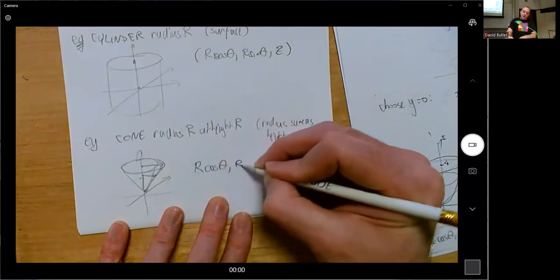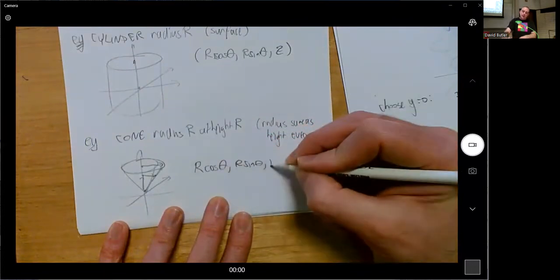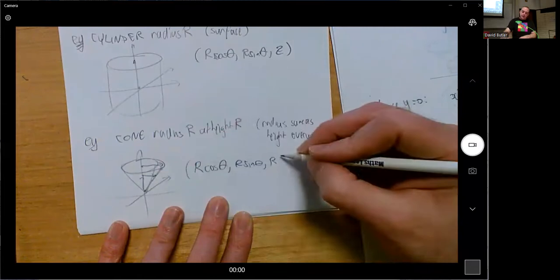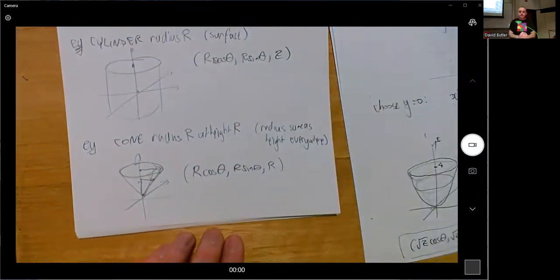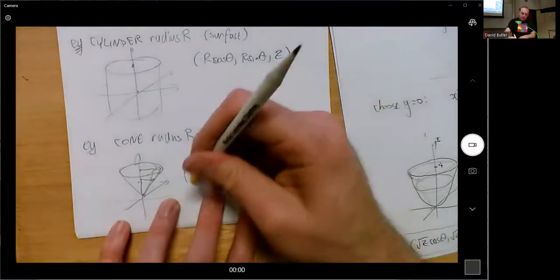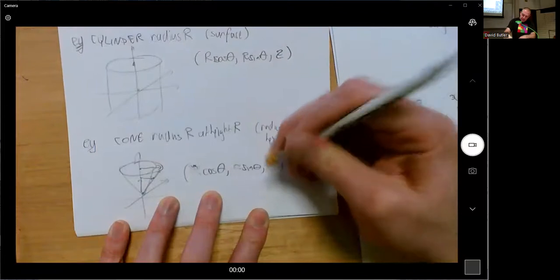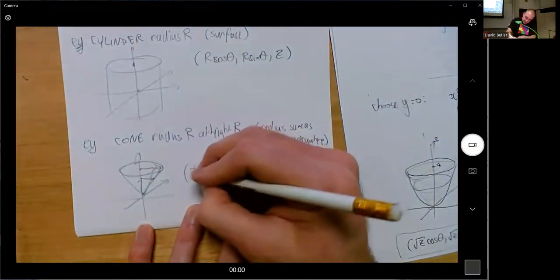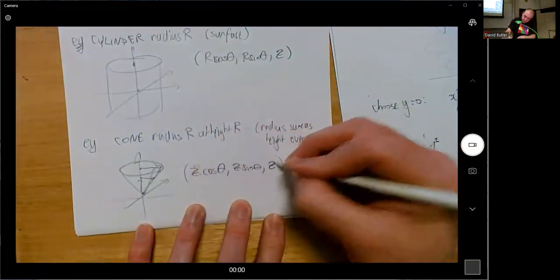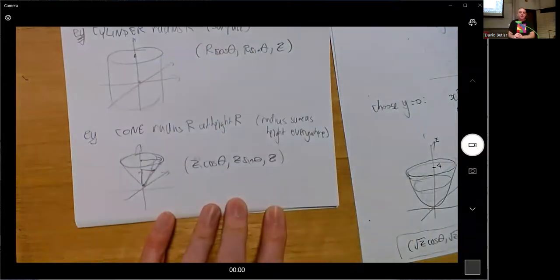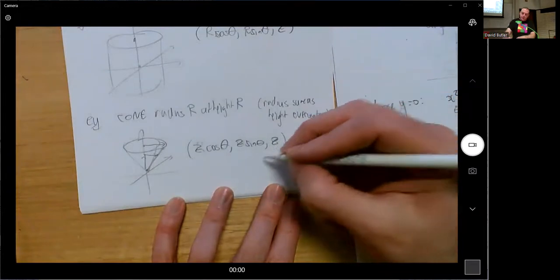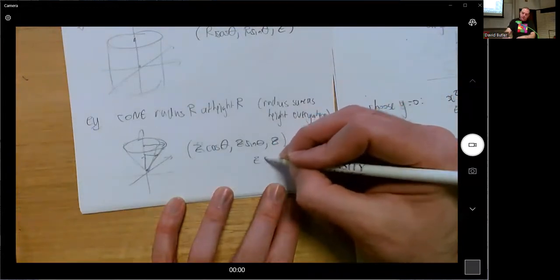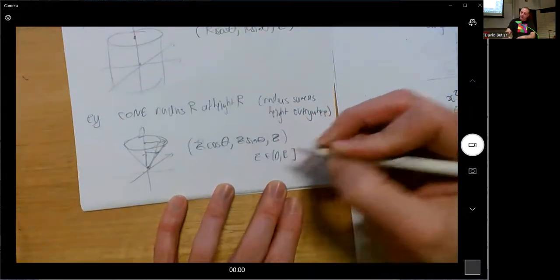r cos theta, r sine theta, r, which is bad. That's not telling me anything. Just a second. Z, Z, Z, Z, Z. Like that. Where Z goes from 0 to R.